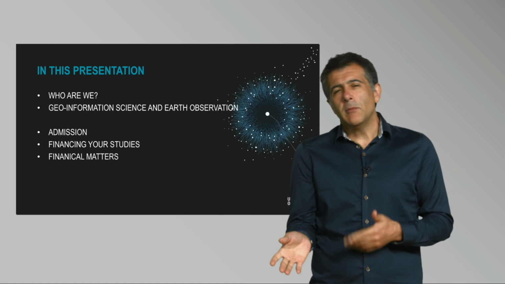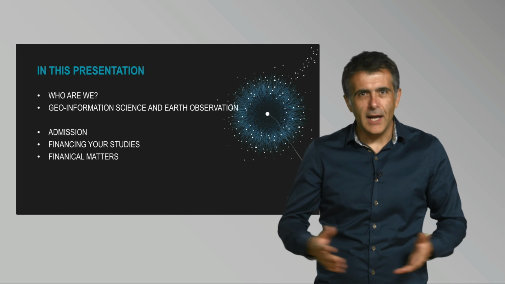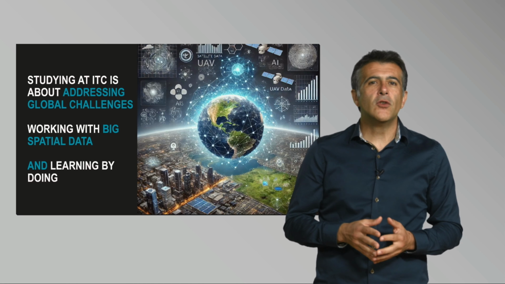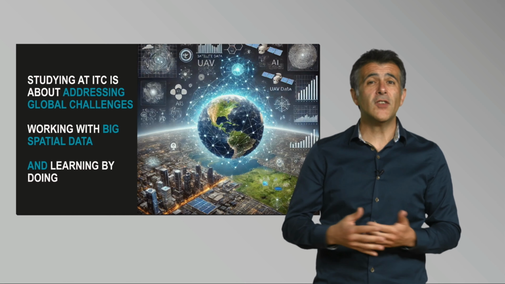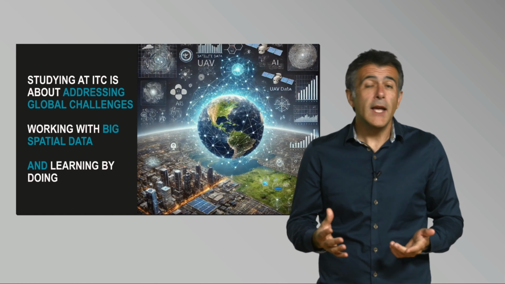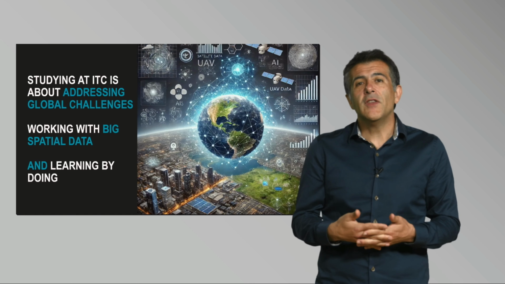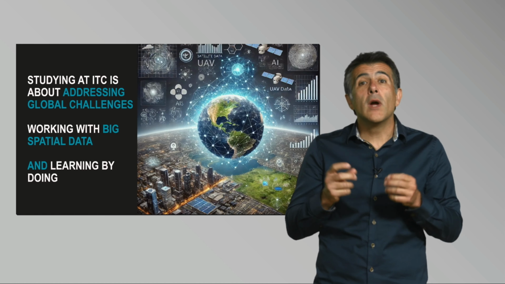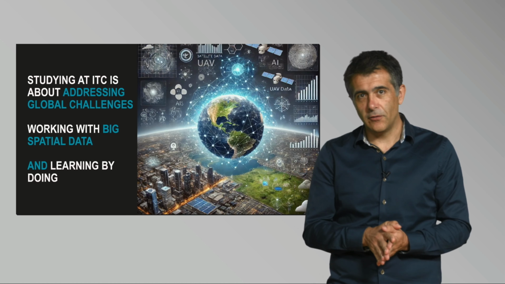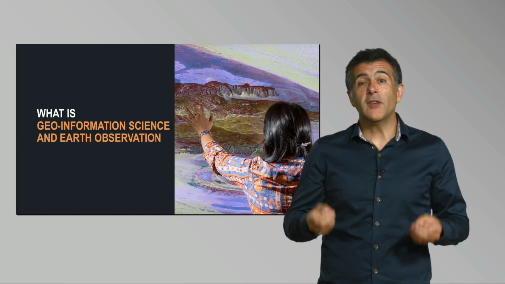But before we go into that, maybe it is a good idea to understand what spatial data is and what we do here. So at ITC, what we do is address so-called global challenges. Global challenges are problems that are not specific to a country or a region, but have a global reach. And in order to address those problems, we need spatial data. Spatial data is data that has a location. So it's any phenomenon that we can locate on the surface of the Earth. So that is what the Geoinformation Science and Earth Observation Master of Science is all about.